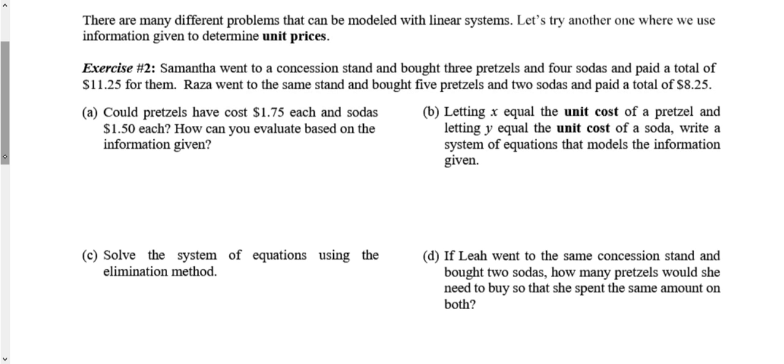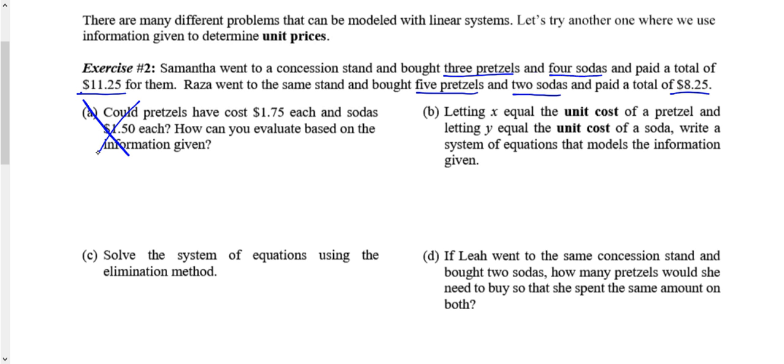All right, so what are we talking about here? Samantha, concession stand. What did she buy there, guys? 3 pretzels and 4 sodas. What was the total of her purchase? $11.25. Now somebody else, Raza. What did Raza purchase? 5 pretzels and 2 sodas. And what did she pay? $8.25.